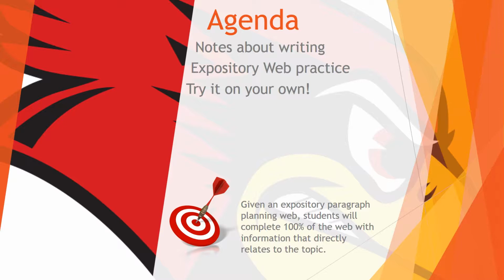We have 3 things on the agenda, and by the end of the lesson, students will complete 100% of the graphic organizer web for expository writing with information that directly relates to the topic. In order to get there, we'll start with some notes about expository writing and what is involved in that process. Then we will work together on some expository web practice through guided practice and modeling. And finally, students will practice on their own with a topic provided by the instructor.